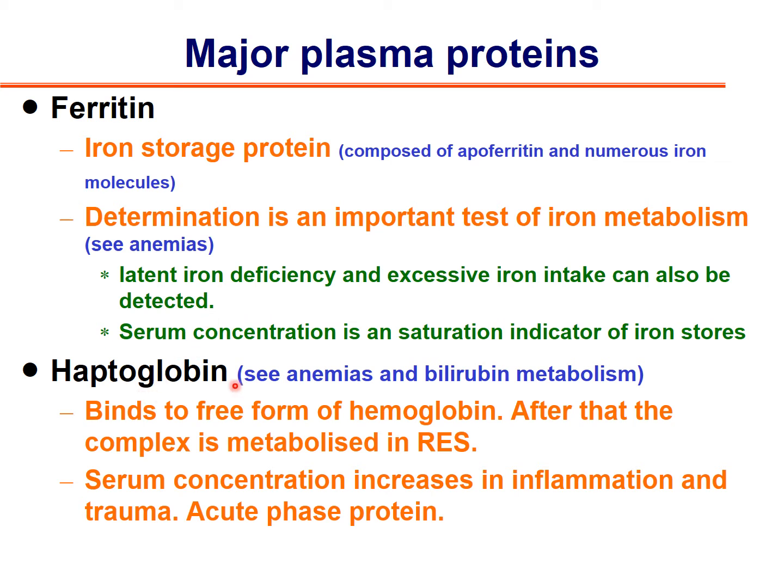Haptoglobin. In anemias, if you look at bilirubin metabolism, usually the haptoglobin level decreases when we have intravascular hemolysis, because haptoglobin binds the hemoglobin, and after being bound, the hemoglobin is taken up by the macrophages of the reticuloendothelial system and converted to bilirubin. The serum concentration increases in inflammation and trauma, and this is an acute phase protein.